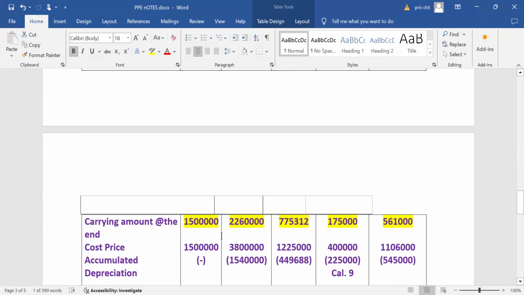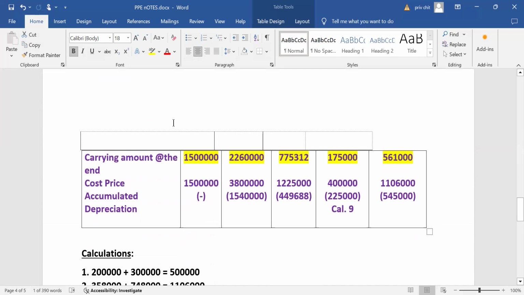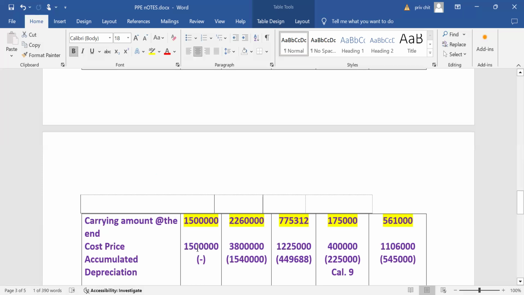That is mostly under the column for land, because land appreciates in value. Very important: notice even under the accumulated depreciation line item, you don't see anything for the column for land. Why? Because it doesn't depreciate.